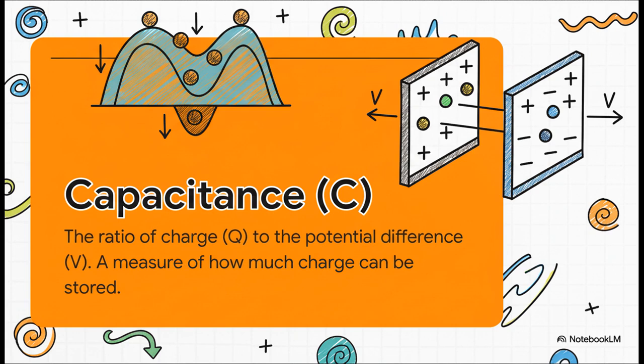Think of it this way. A capacitor with a really high capacitance can hold a ton of charge with just a small push, a small voltage. But with a low capacitance device, you'd need a massive voltage to store that same amount of charge.